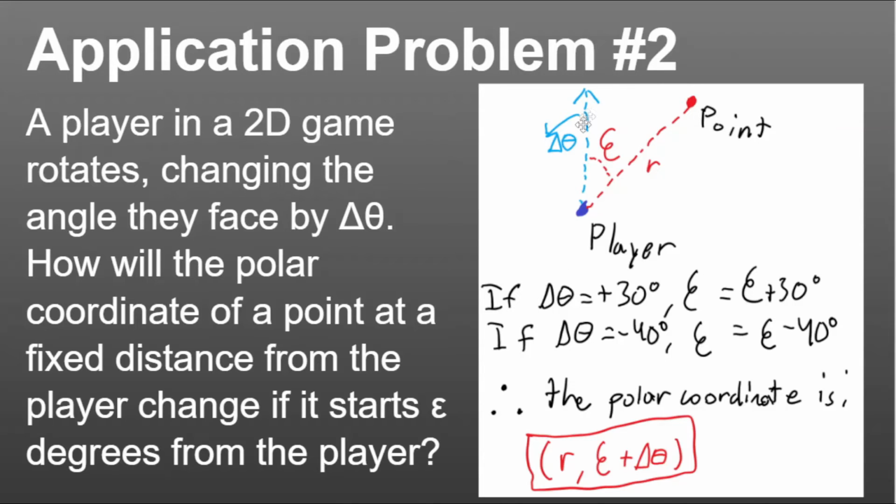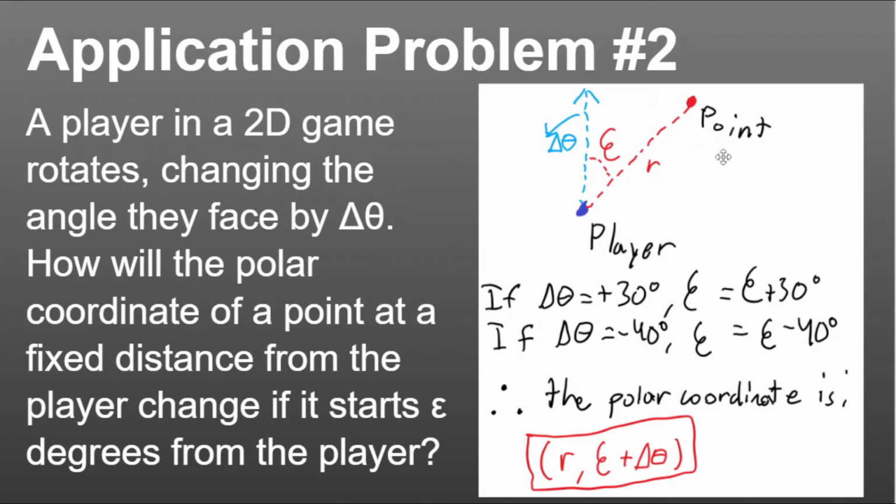So if delta theta, which is our change in theta, happens to be equal to 30 degrees, our epsilon, as we can see here, is going to be delta theta plus the existing epsilon, and then the same goes for if it's negative, it'll just be adding that delta theta onto the value, so plus a negative is minus 40. And so we can also see with the drawing that therefore the polar coordinate is going to be the existing fixed radius, and the degrees are epsilon, the starting angle, plus the change in the player's angle.